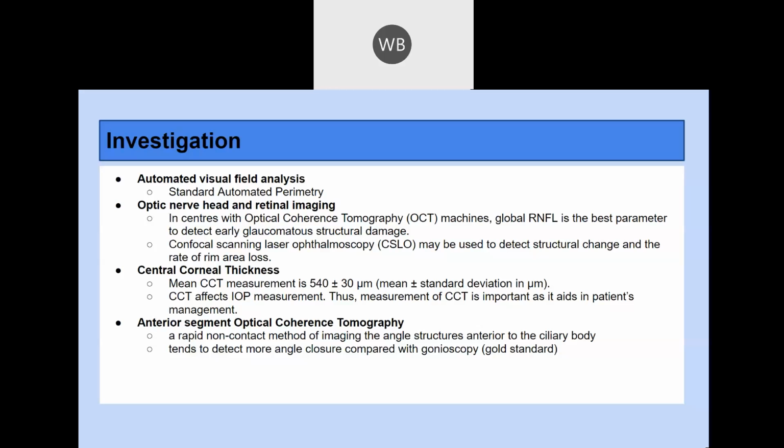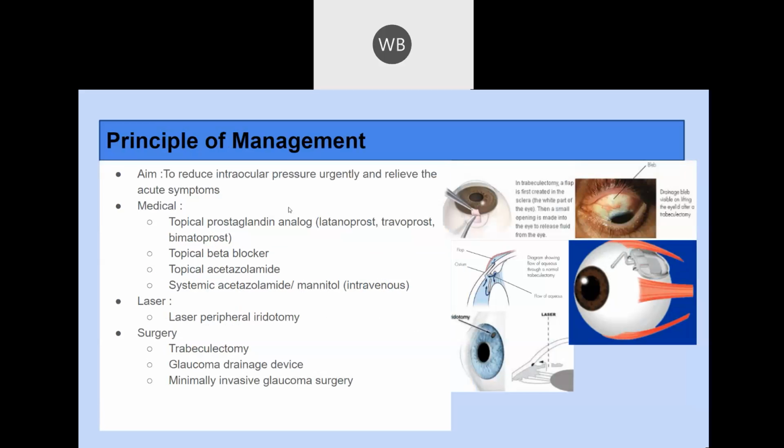Okay, next. So the principle of management is aimed to reduce the intraocular pressure urgently and relieve the acute symptoms. We have medical, laser, and also surgery. For the medical, we have the topical prostaglandin analog such as latanoprost. We have the topical beta blocker, topical acetazolamide, and also systemic acetazolamide, which we administer intravenously. We have laser peripheral iridotomy, and surgery such as trabeculectomy, glaucoma drainage device, and minimally invasive glaucoma surgery. You can refer to the diagram on the right side. Okay, so that's all from me.